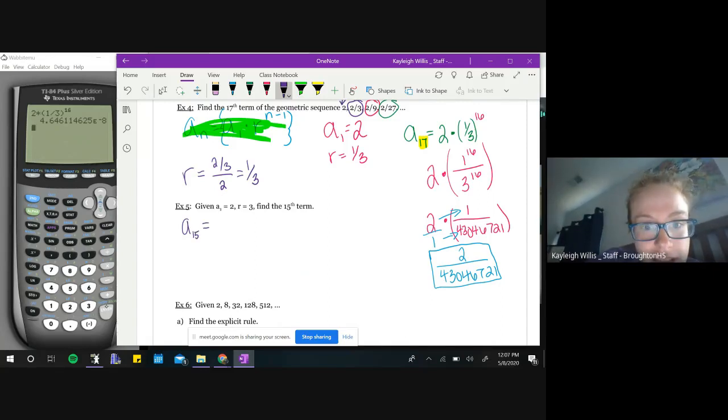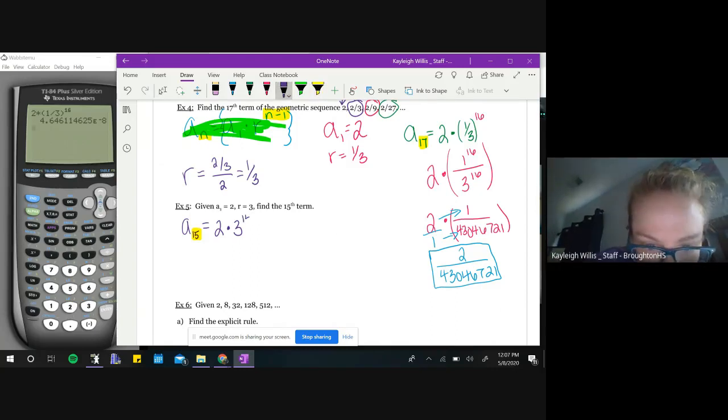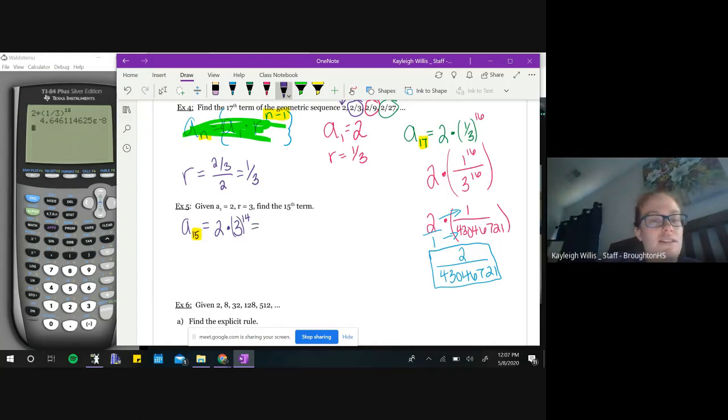So that equals a sub 1, which is 2, times my r, which is 3. But when I plug in 15, because 15 is my n down here, so the n's going up here. So 15 minus 1 is 14. So only the 3 is getting the 14. And don't forget PEMDAS. You don't do 2 times 3 if you're going to break it down. A lot of you guys break it down. Just type it in your calculator.